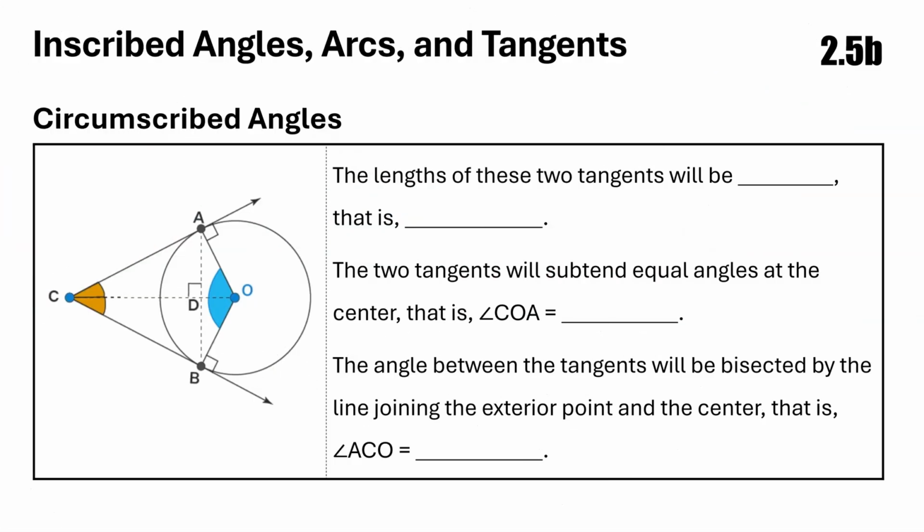The lengths of these two tangents will be equal. That is, CA equals CB. The two tangents will subtend equal angles at the center. That is, angle COA equals angle COB. The angle between the tangents will be bisected by the line joining the exterior point and the center. That is, angle ACO equals angle BCO.